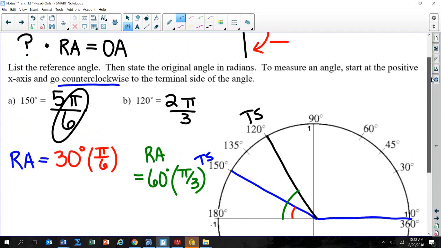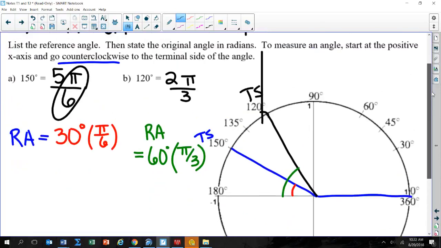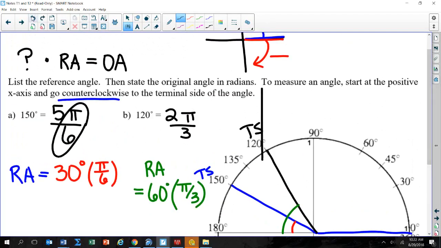Again, if you're someone that is stuck in your ways and you think to yourself, well, in the past, to convert from degrees to radians, I always multiplied by pi over 180. That's fine. You can still do it that way. You can still multiply by pi over 180 to convert from degrees to radians, but I just think that this is a quicker method. Any questions? You feel like you can complete that section on your own?